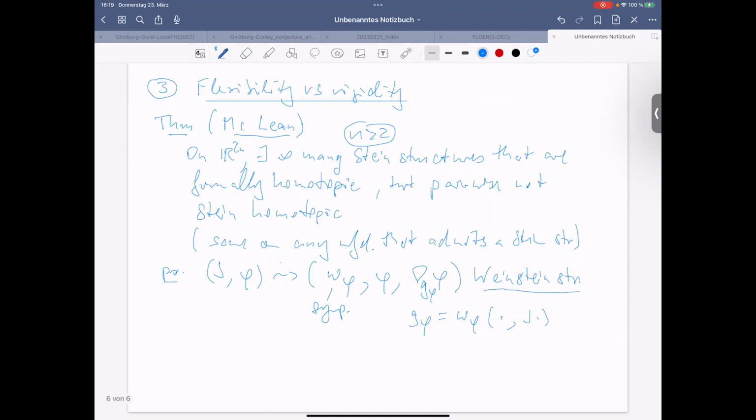So abstractly, a Weinstein structure is a triple consisting of a symplectic form together with a function and a vector field satisfying certain requirements. This is a purely symplectic notion, and note that we've forgotten some of the most rigid part of the structure, namely the integrable complex structure. We've thrown it away, and we replaced it by something which is purely symplectic.